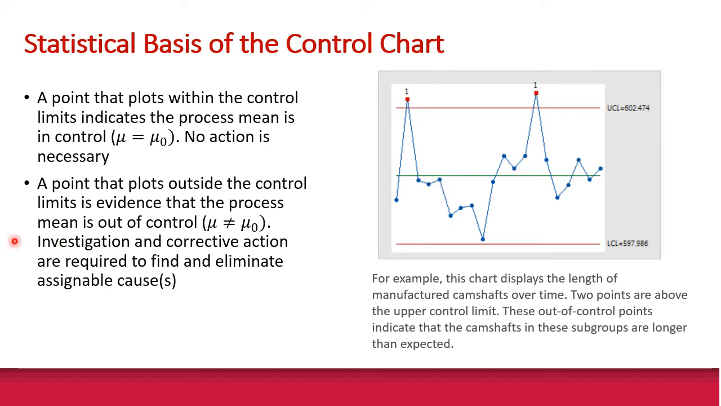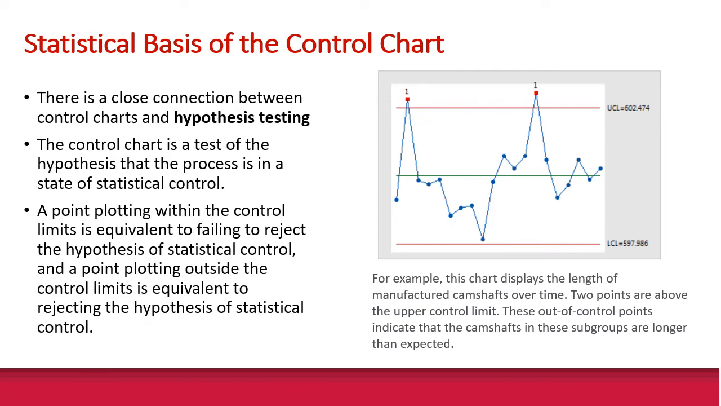A point that plots outside of the control limits, for example, the points in red here, indicates that the process is out of control. That would mean the mean does not equal the sample mean. This is where we have to take corrective action to find and eliminate these assignable causes. So, for example, this chart displays the length of manufactured camshafts over time. The 2 points above the upper control limit, shown here in red, are out of control points and indicate the camshafts in these sample groups are a little bit longer than expected.